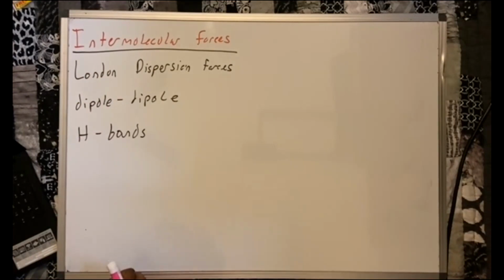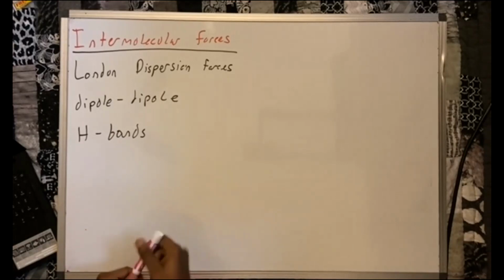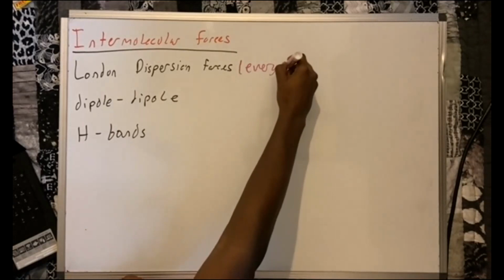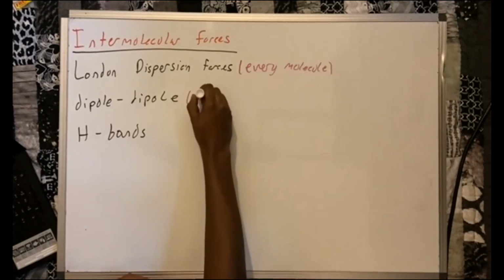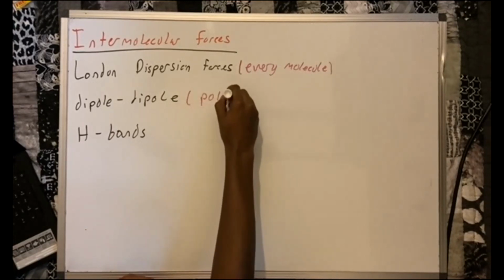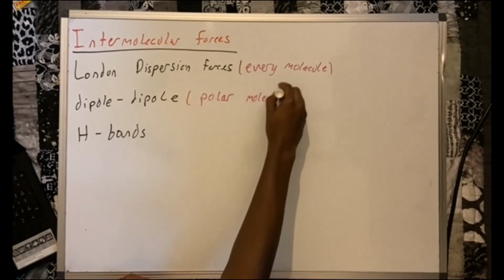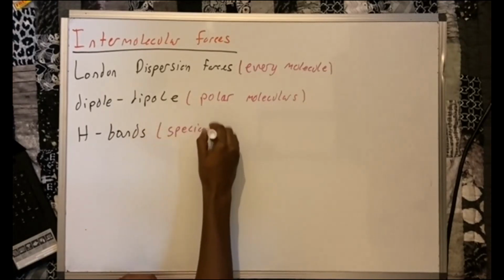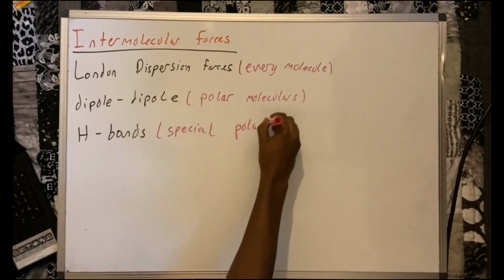And so for our London dispersion forces, every molecule had these. So this was for every molecule. This one was for polar molecules. You had dipole forces when you had polar molecules. And then H bonds were special polar. I don't know, hopefully that's how you spell special. Special polar. Okay.